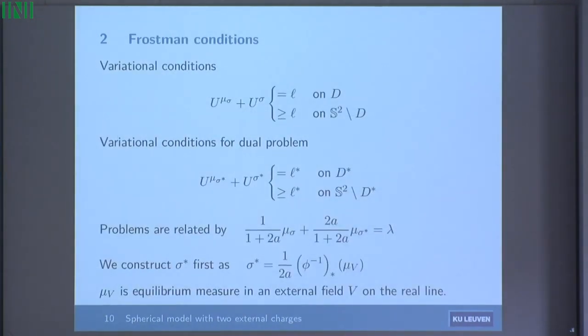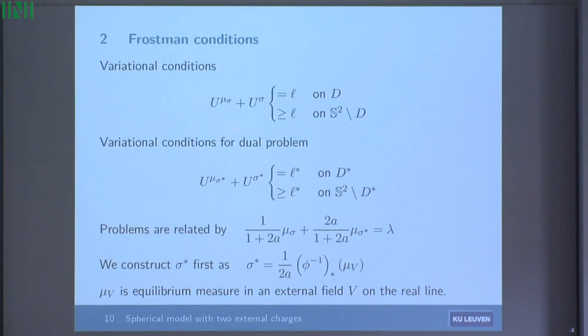So that will be our strategy, and then we will aim for variational conditions that are associated with these two equilibrium problems. These are the equilibrium variational conditions due to Frostman, already from the 1930s, that also apply in this problem on the sphere. Given this sigma, we look for this measure mu sigma, and the sum of the two potentials should be a constant on the droplet, and it should be at least equal to the same constant on the rest of the sphere. Actually, we will have a strict inequality.